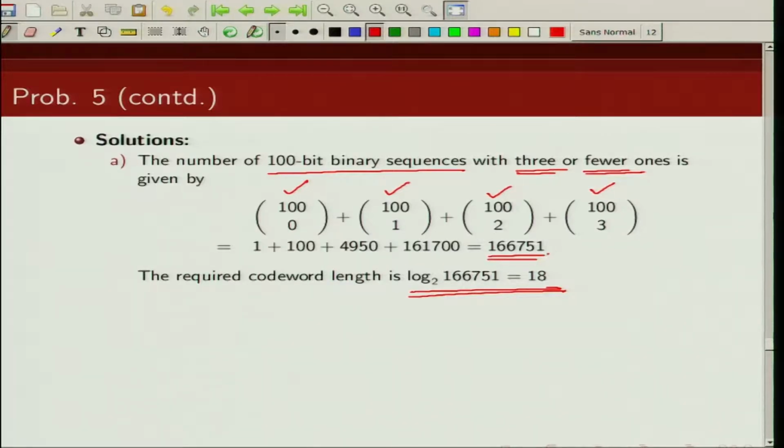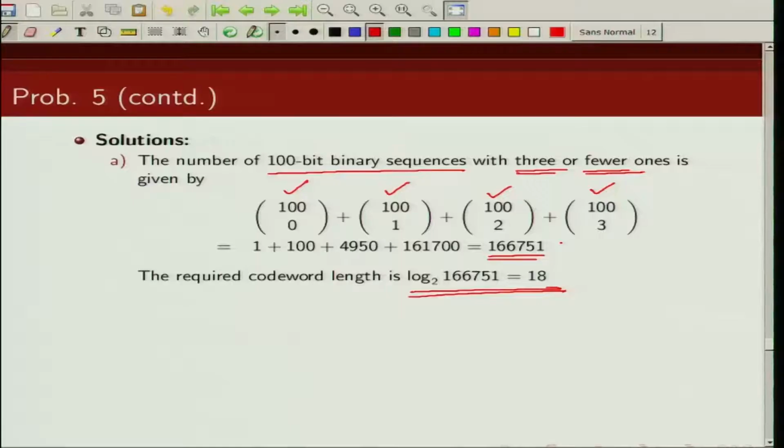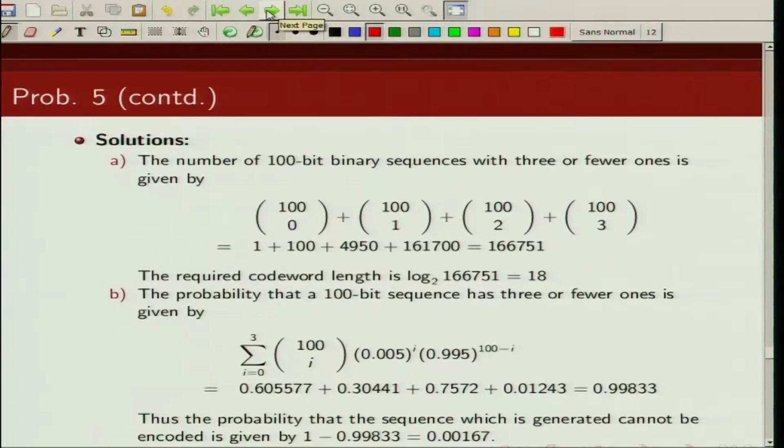So we can represent all sequences of length 100 which are coming out of this discrete memoryless source using a code word of length 18, assuming we are assigning code words to all such sequences which have 3 or fewer ones, and all code words are of the same length. Now when are we going to assign a code word to a sequence of 100 bits? Whenever we get a sequence which has either 0 ones, or 1, 2, or 3 ones.